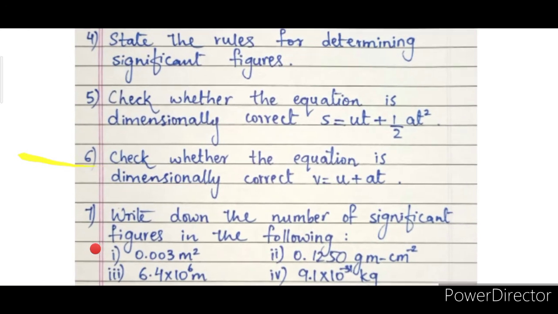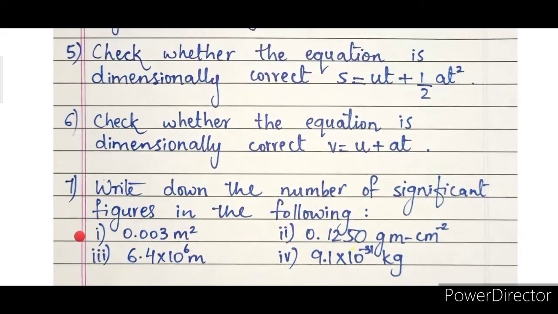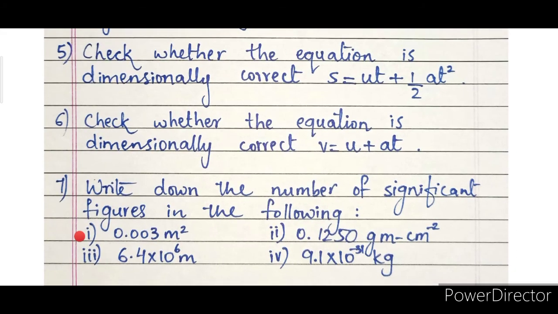After that, the next question is number 7. Write down the number of significant figures in the following. Number 1, 0.003 meter square. Number 2, 0.1250 gram per centimeter square. Number 3, 6.4 into 10 raised to 6 meter. Number 4, 9.1 into 10 raised to minus 31 kilogram.